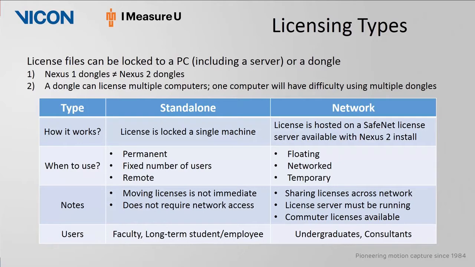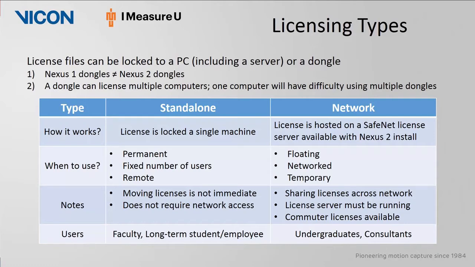In contrast, a network license is hosted on a SafeNet license server, which can be installed as part of the Nexus 2 installation process. It is the best option when it is necessary that the licenses be floating, that is, multiple seats of the license available to a variable group of users at any one time. However, you will have to make sure that all users are part of the same network and the license server is running. If your network is prone to inaccessibility, this may not be the best option.